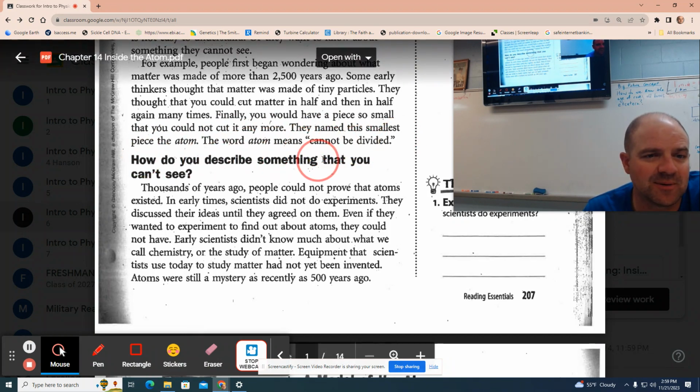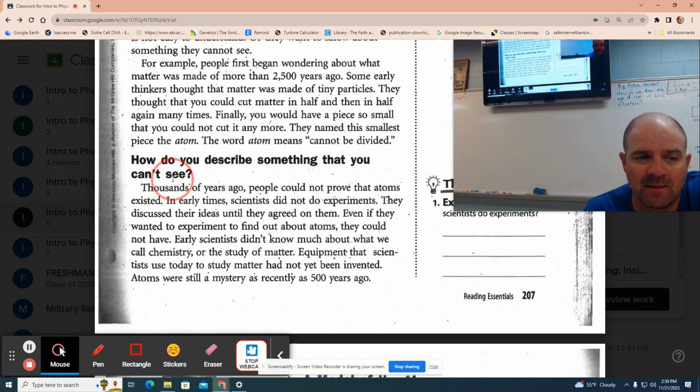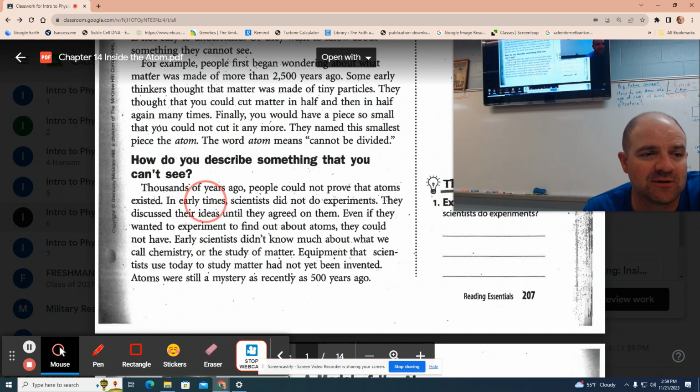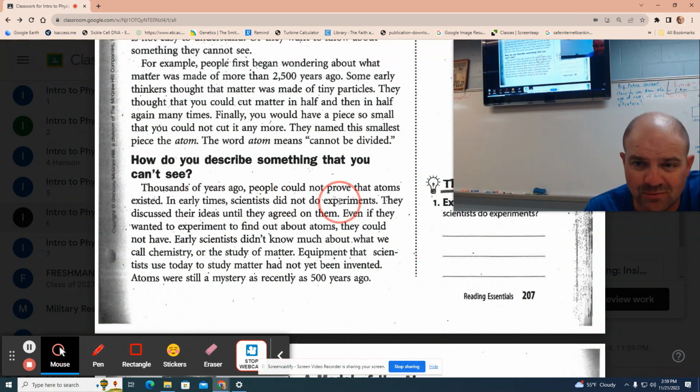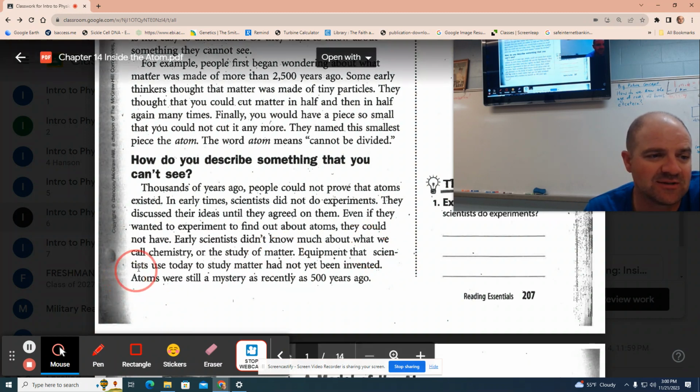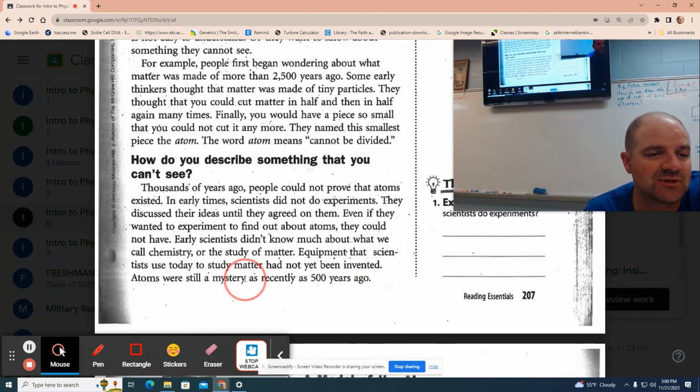How do you describe something that you can't see? Thousands of years ago, people could not prove that atoms existed. In early times, scientists did not do much in the way of experiments. They discussed their ideas until they agreed on them. Even if they wanted to experiment to find out about atoms, they could not have because they didn't know much about what we call chemistry, or the study of matter. Equipment that scientists use today to study matter had not yet been invented. Atoms were still a mystery as recently as 500 years ago.